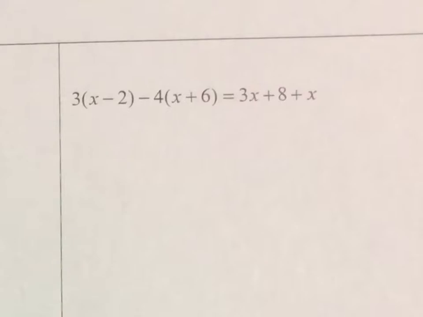And we're going to solve this linear equation, which means x is on one side, constants on the other. Now we've done a trillion of these, so these should hopefully be getting to be second nature. Let's see how we would proceed here. So if I distribute the 3, I'd have 3x minus 6. And distributing negative 4 would give me negative 4x minus 24.